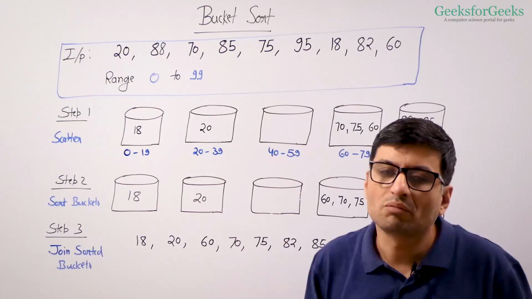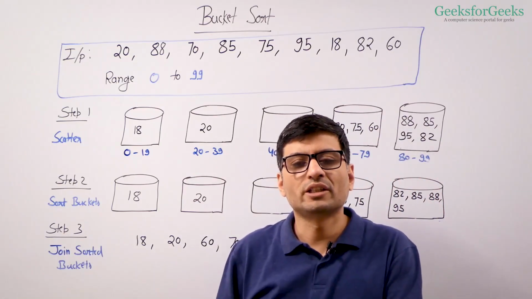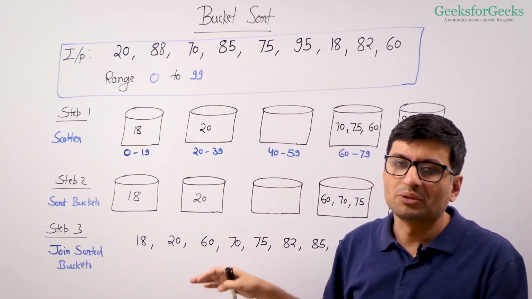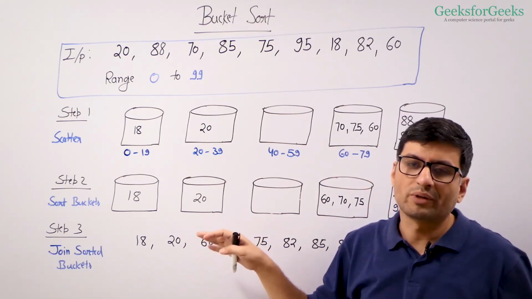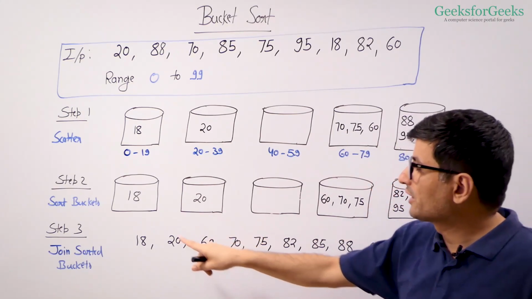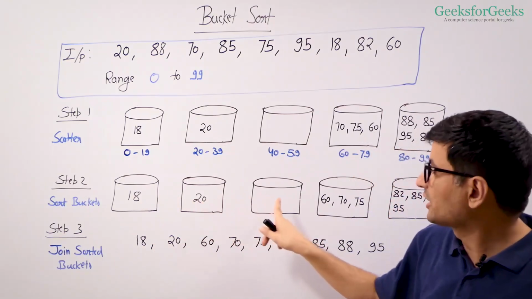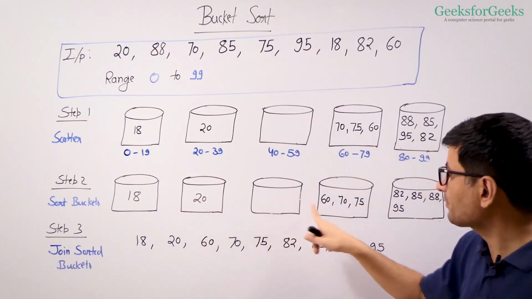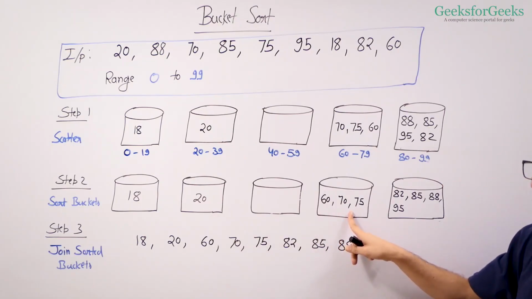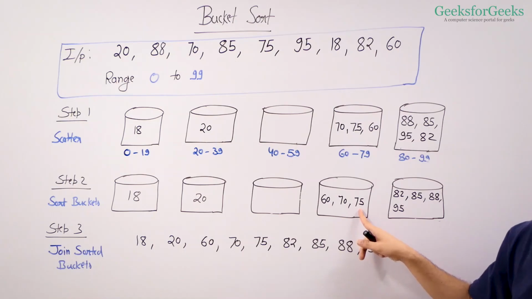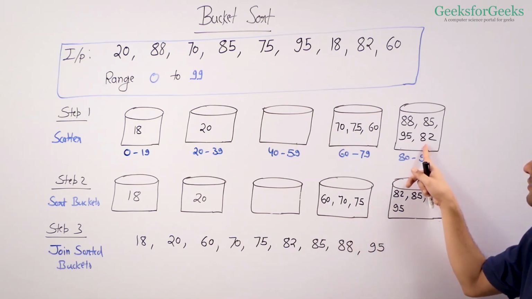Once we have moved all the elements into appropriate buckets, the next step that we do is we sort individual buckets. So this bucket has only one element, no change here, no change here. This is an empty bucket, so no change here. This bucket has 3 elements and this was the original order. We sorted them and got this. Now this bucket has 4 elements.